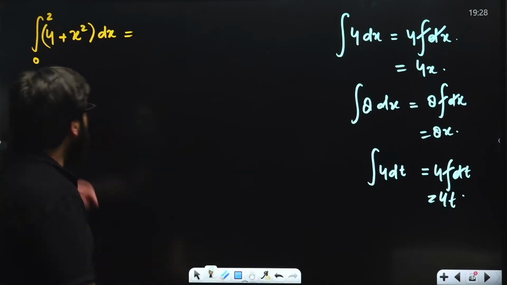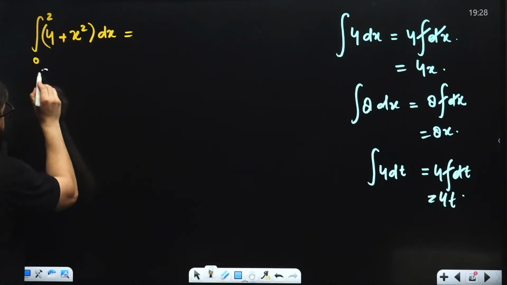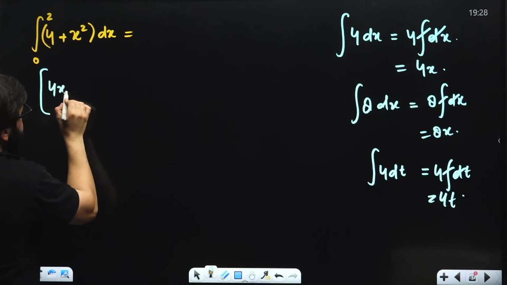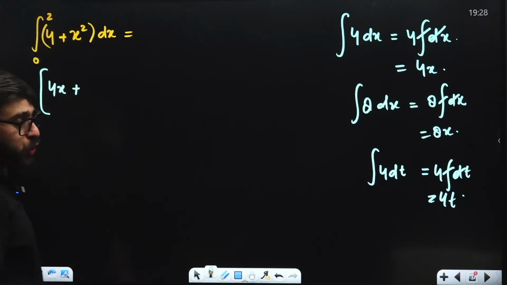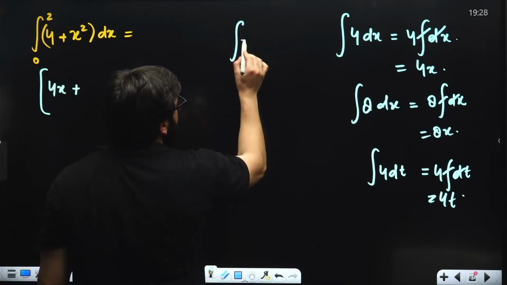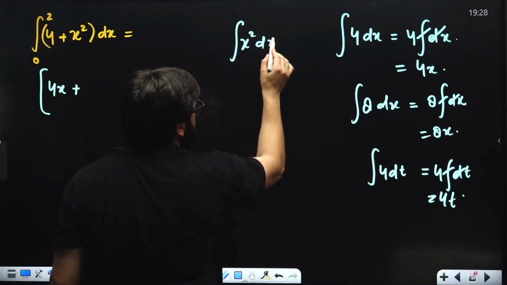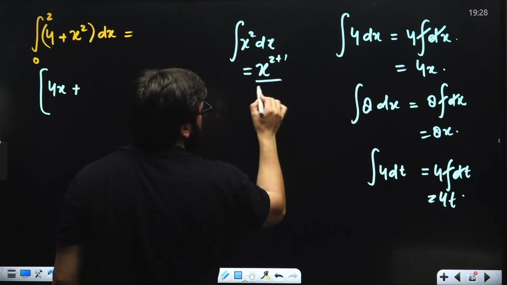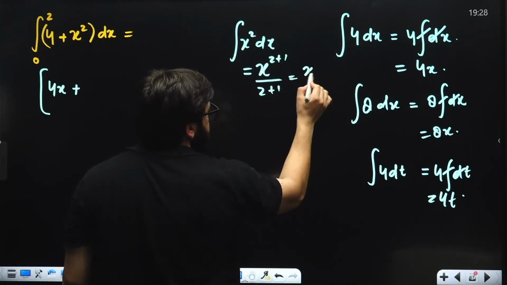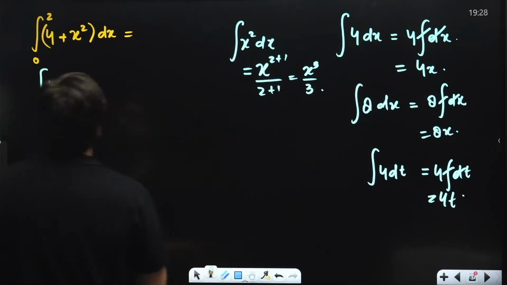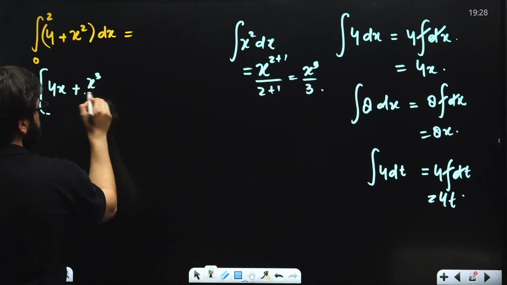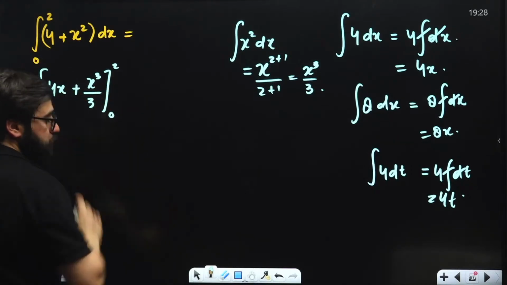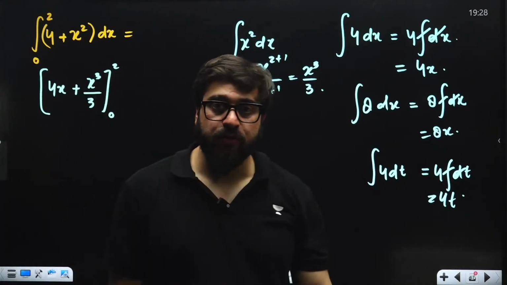Now here, integration of 4 will be simply 4x plus integration of x square. We have got x square dx. How do we do the integration? x raised to the power 2 plus 1 upon 2 plus 1, that is x cube divided by 3. I'll write over here x cube divided by 3, and the limits are from 0 to 2.